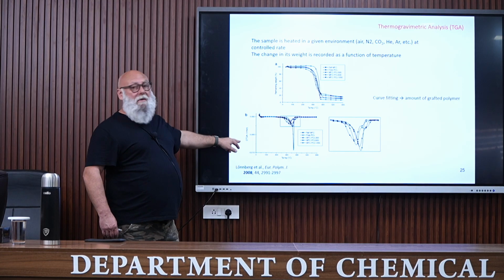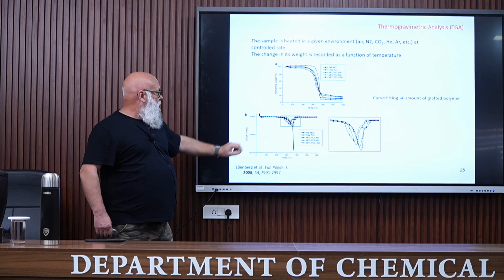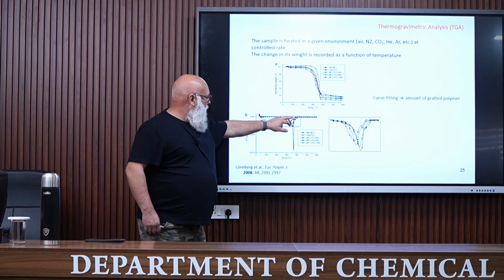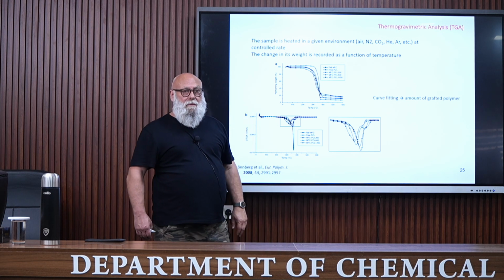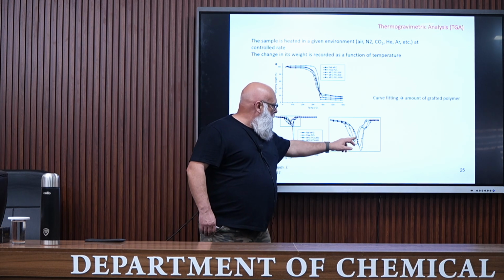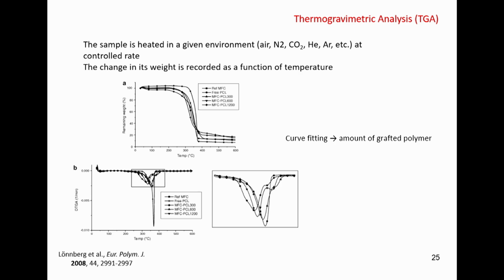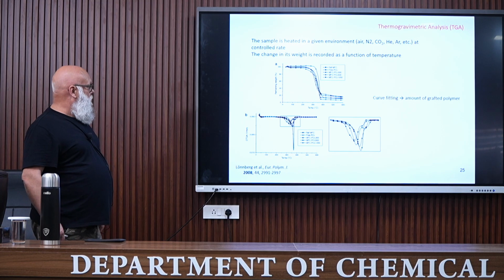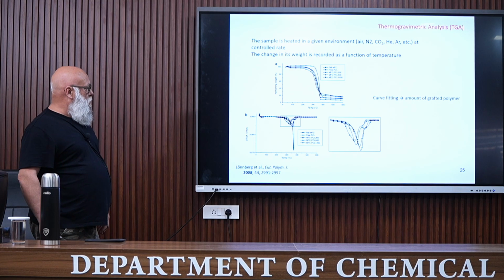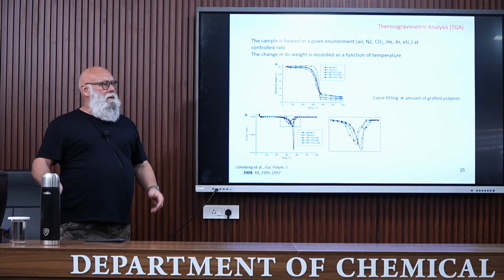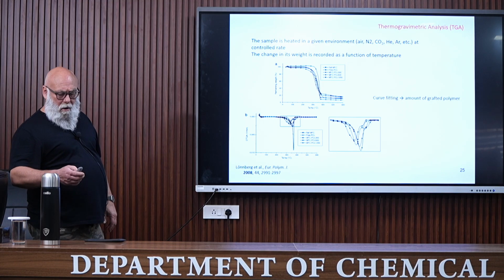Usually, the derivative of this signal is used, and by zooming in on this region, we can see that for grafted cellulose nanofibrils, we have a double peak. And of course, the second peak is associated with the grafted polycaprolactone chains. In this study, a curve fitting has been used to estimate at least the amount of grafted polymer.